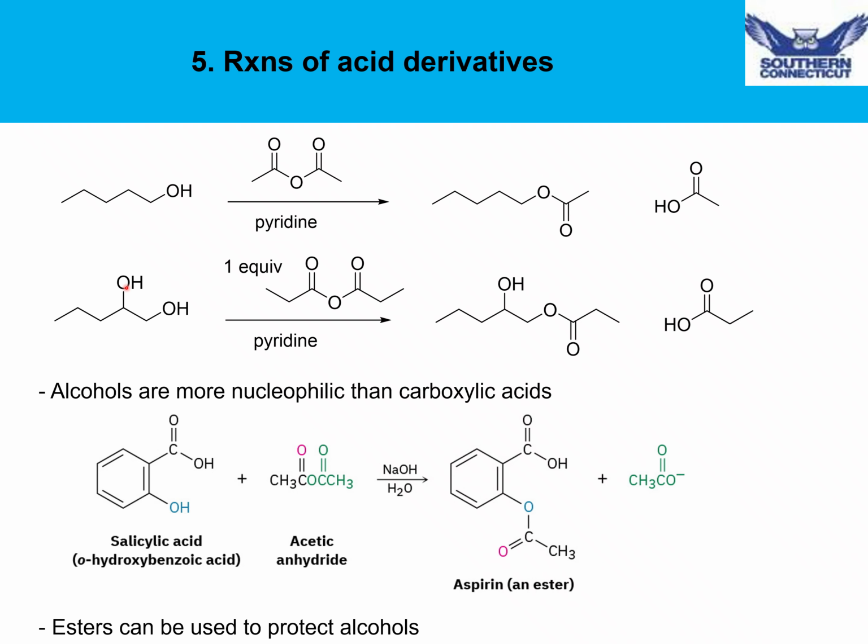In the next example, we have a diol involving a primary alcohol and a secondary alcohol. When we use only one equivalent of the acid anhydride, only the primary alcohol is converted into an ester since it's more nucleophilic. The other half of the anhydride will become a carboxylic acid. The secondary alcohol will remain unreacted, and if we were to use enough of the anhydride, 2 equivalents or more, we can convert that secondary alcohol into an ester as well.